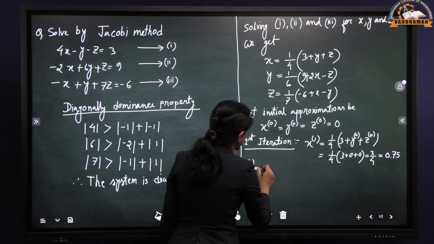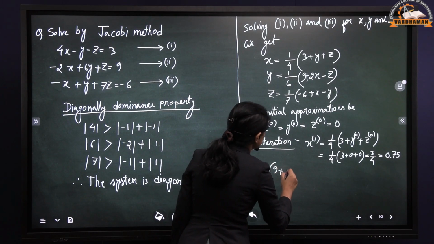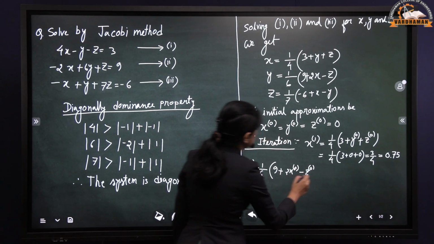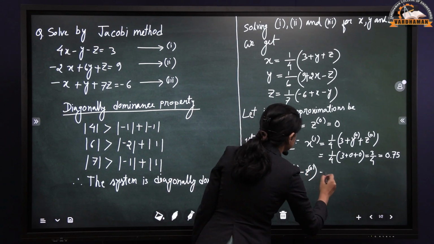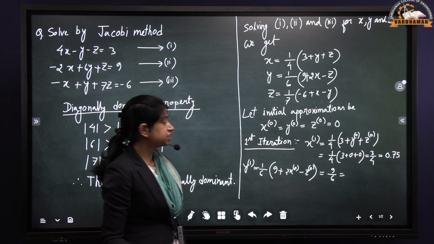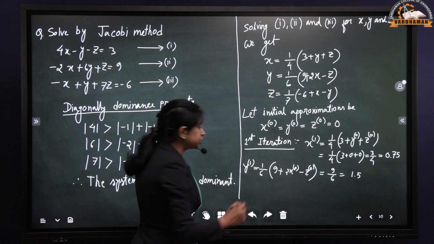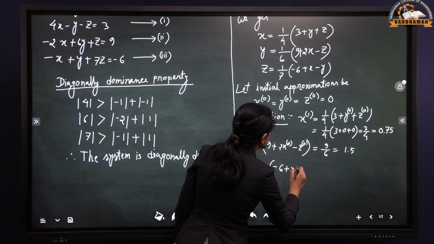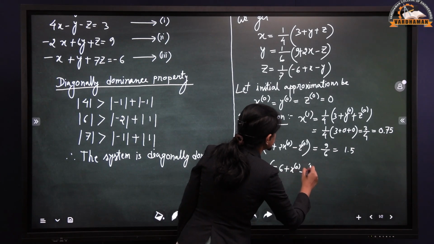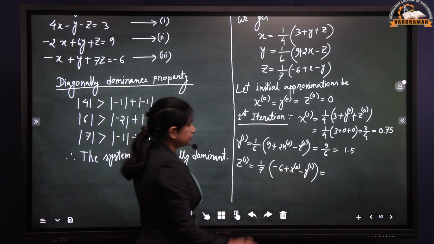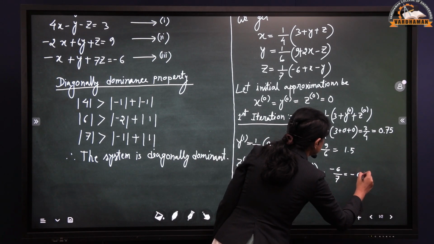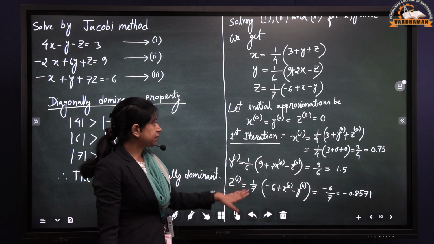y1 will be 1 by 6 times (9 plus 2 x naught minus z naught). X naught and z naught are 0, so it will be 9 by 6, which is 1.5. Now z1 will be 1 by 7 times (minus 6 plus x naught minus y naught). X naught, y naught all are 0. So minus 6 by 7, that is minus 0.8571. So this is the first approximation.